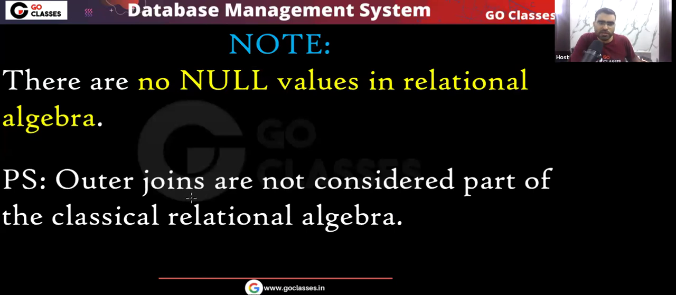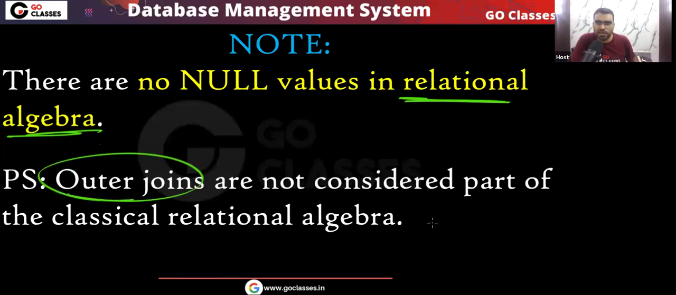Now you might be thinking, sir, in relational algebra we have outer joins. Yes or no? In relational algebra, there is a concept of outer joins. And in the outer joins, there will be null values. The null values are inserted when we apply the outer join. Do you agree with me? Full outer join, right outer join, left outer join.